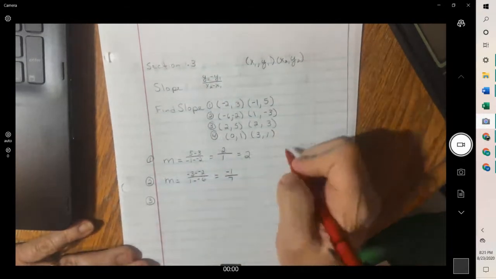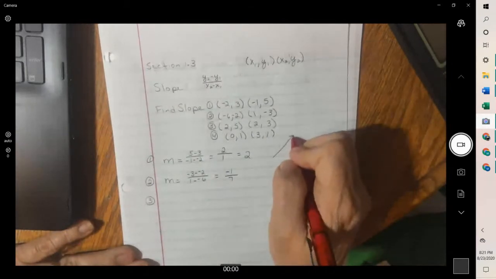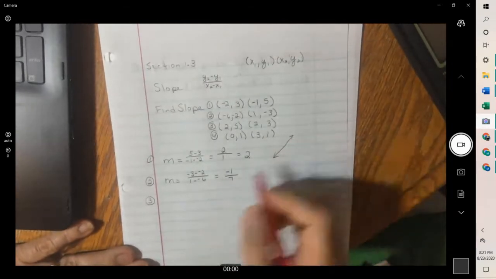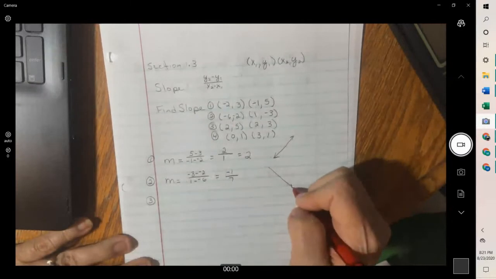When the slope is positive, that means this line is increasing from left to right. A negative slope means it's decreasing from left to right.